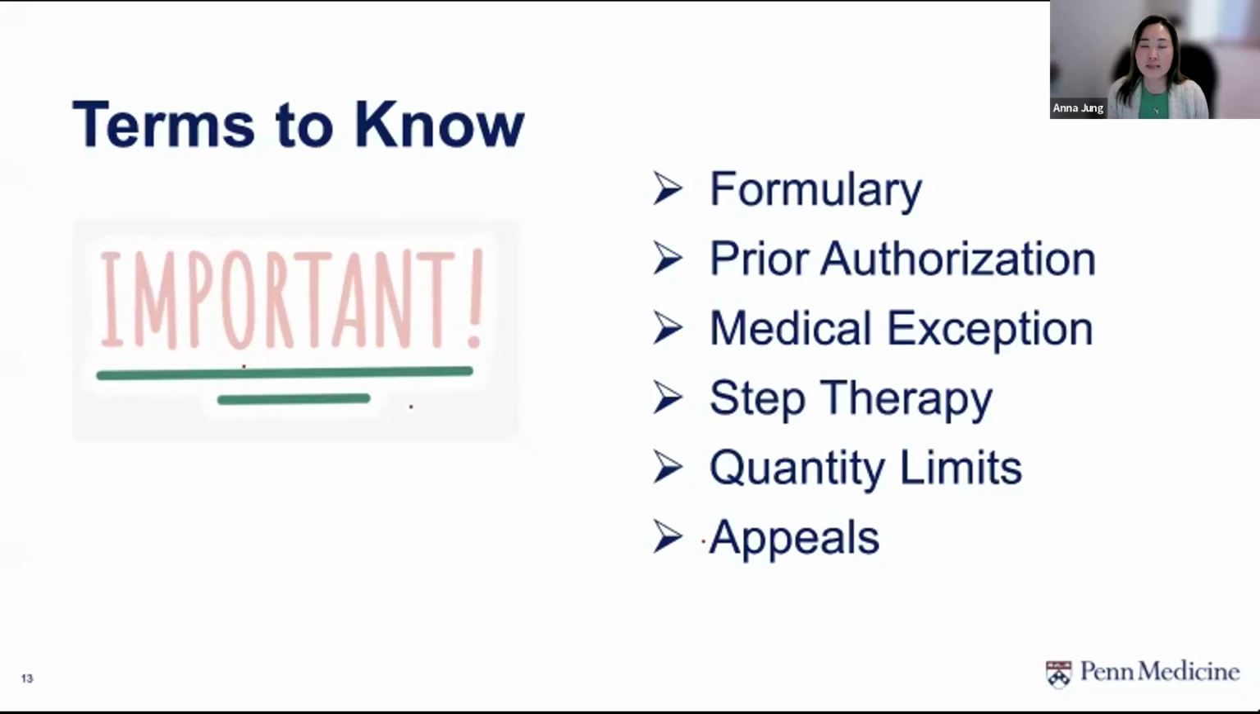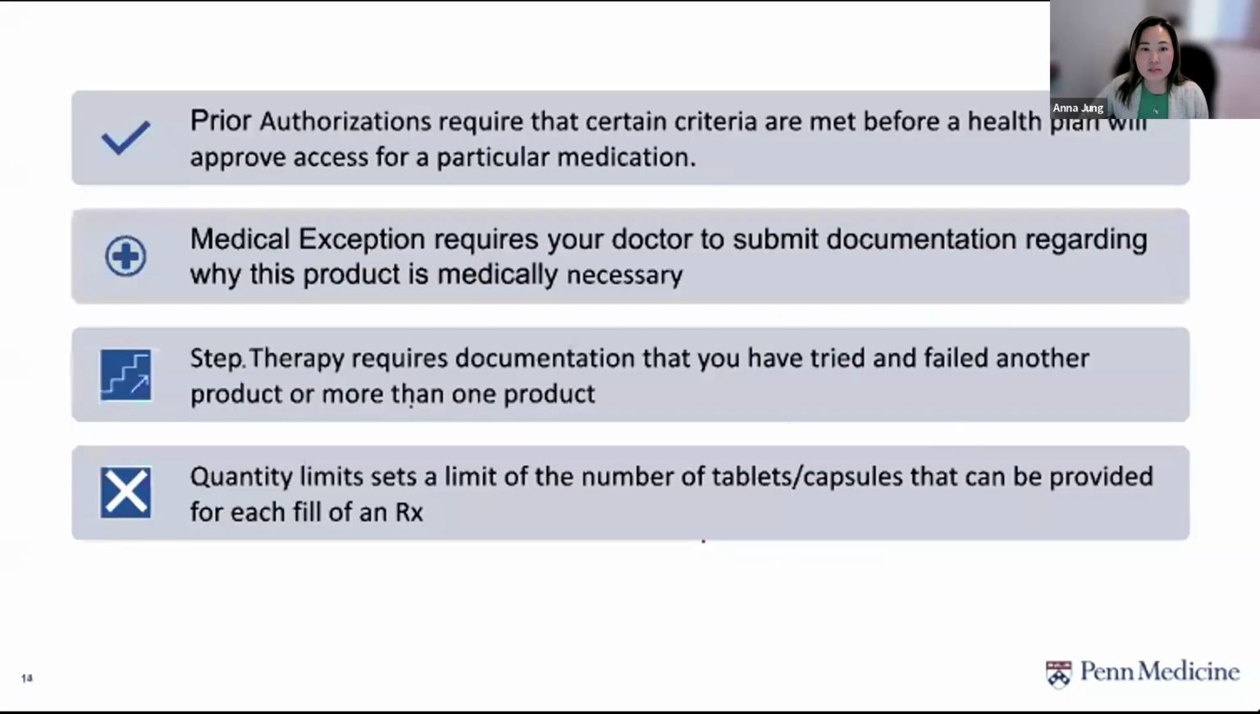So a copay is a fixed amount that a patient pays for a product, and the coinsurance is a percentage of the product cost, which can vary in percentage depending on what your plan dictates. So in the next slide, we will go over the rest of the terms.